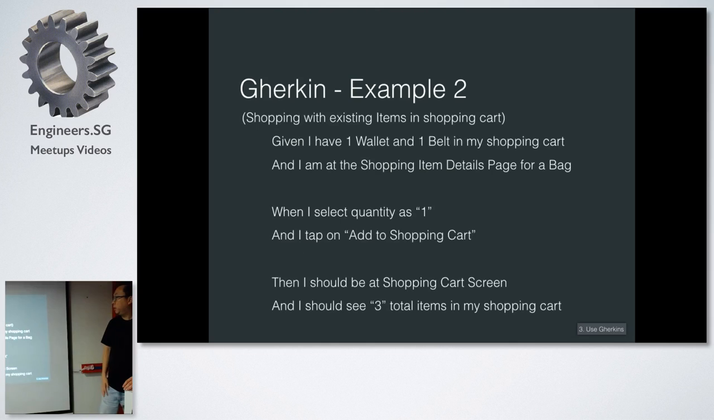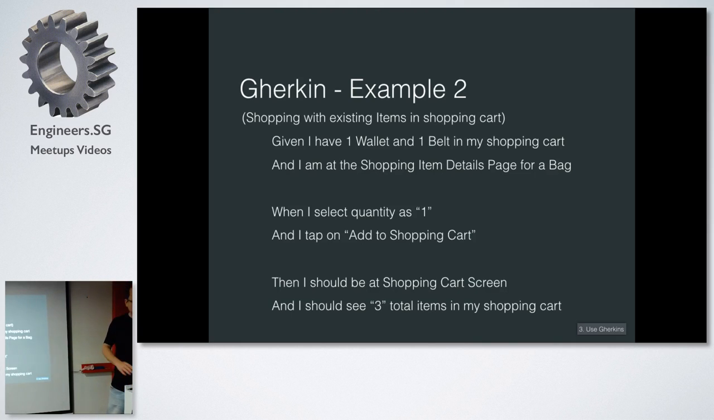Another example, assuming I'm doing shopping and I have existing items in my shopping cart. Given I have one wallet and one belt in my shopping cart, and I am at the shopping item details page for a bag, when I select quantity as 1 and I tap on add to shopping cart, then I should be at the shopping cart screen, and I should see 3 total items in my shopping cart.